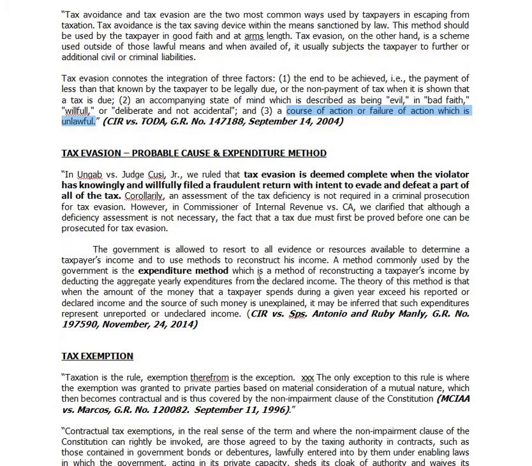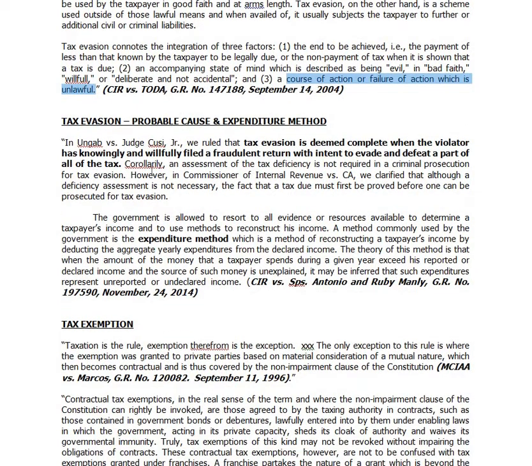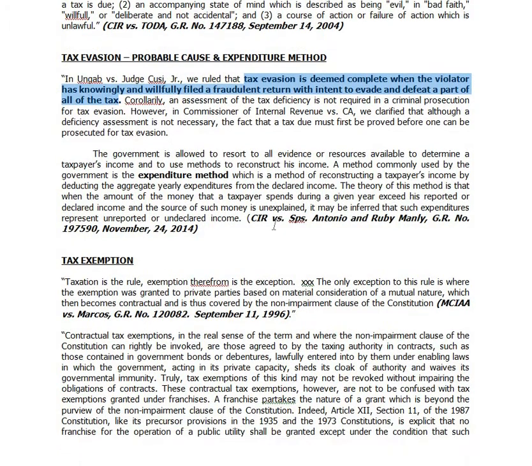Now there's this interesting case. Okay, first, in Ungab versus Judge Cusi, tax evasion is deemed complete when the violator has knowingly and willfully filed a fraudulent return with intent to evade and defeat a part or all of the tax. You just remember that. And there is this case, CIR versus spouses Antonio and Ruby Manly, where there is the term expenditure method. Okay?